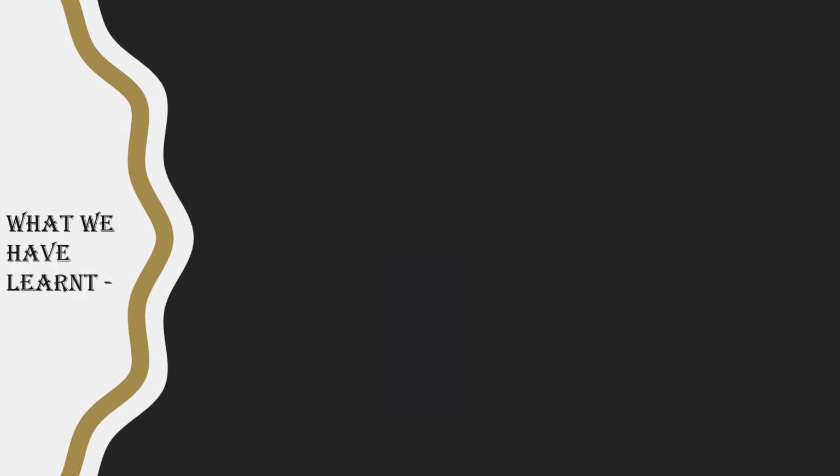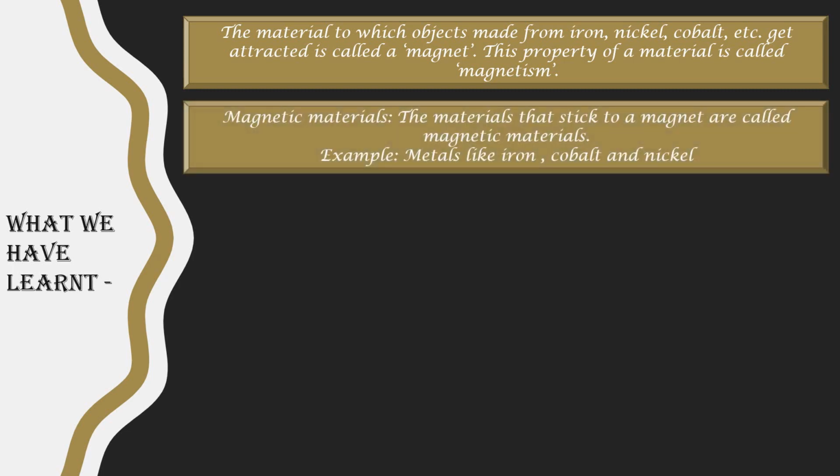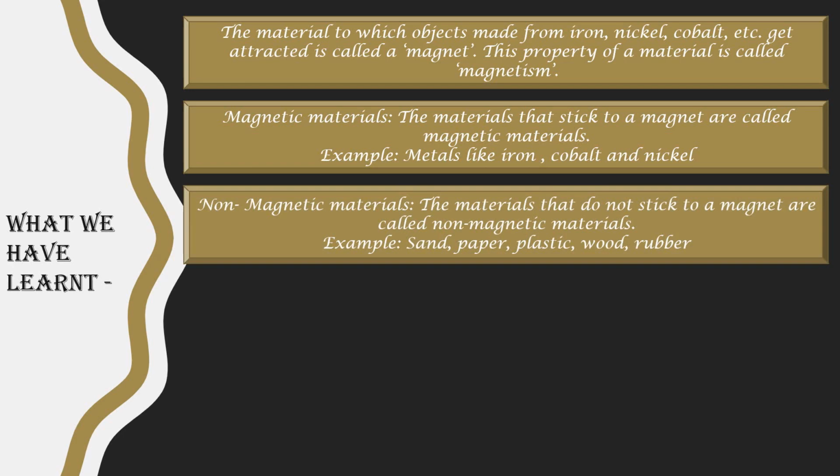So students, this was the end of the chapter. Now let us summarize what we have learned in this chapter. We learned that the material to which objects made from iron, nickel, cobalt, etc. get attracted is called a magnet, and this property of a material is called magnetism. Magnetic materials are the materials that stick to a magnet. Metals like iron, cobalt and nickel are magnetic materials. The materials that do not stick to a magnet are called non-magnetic materials, for example, sand, paper, plastic, wood, rubber.